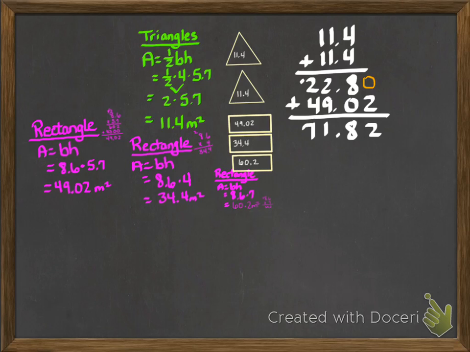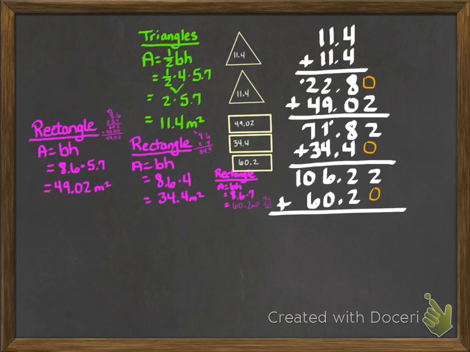I had to line up my decimals. So to fill in the gaps, I went ahead and just put a 0 there so it didn't look lopsided. And I kind of did this throughout my problem. So I did it again here for the second rectangle, got my number, and I'm going to go ahead and add my third rectangle and get my final answer here.